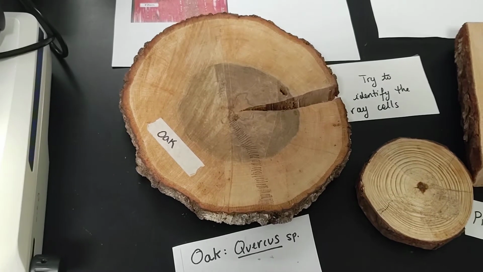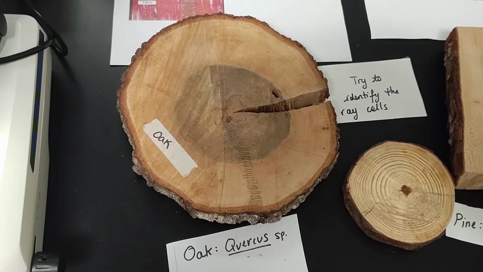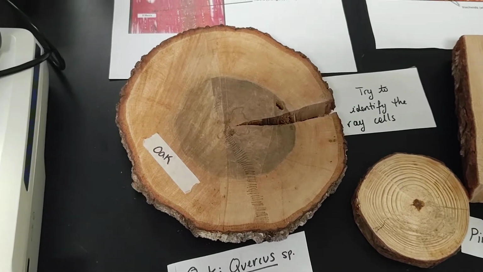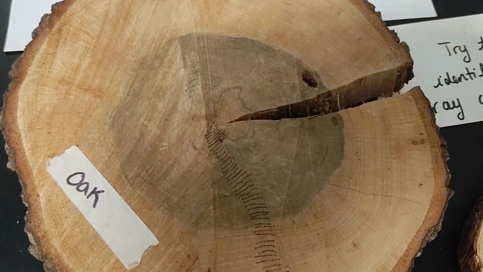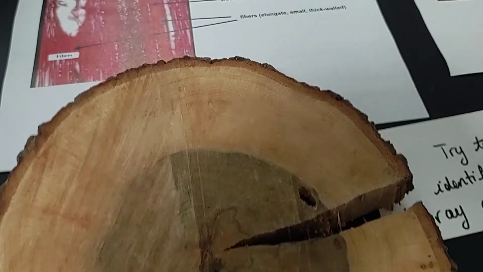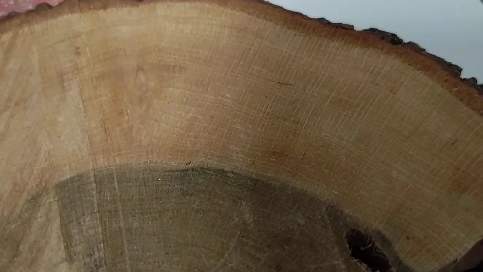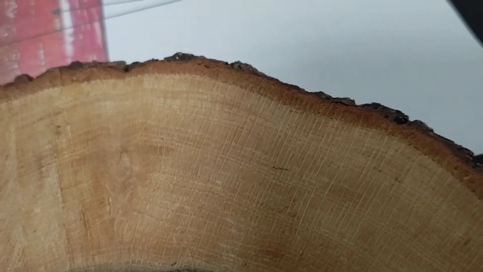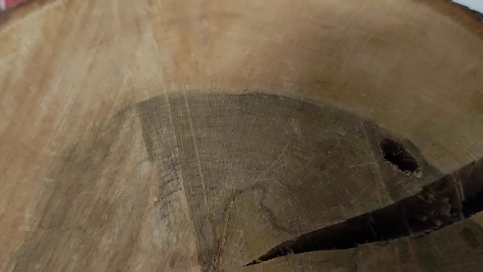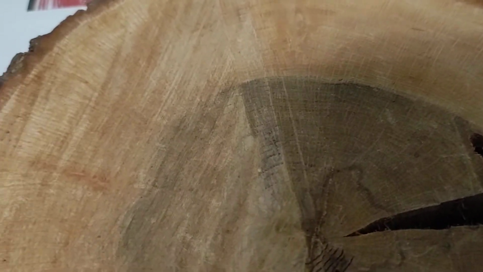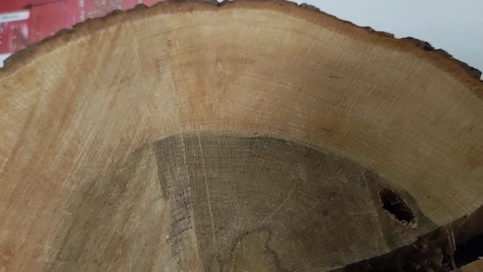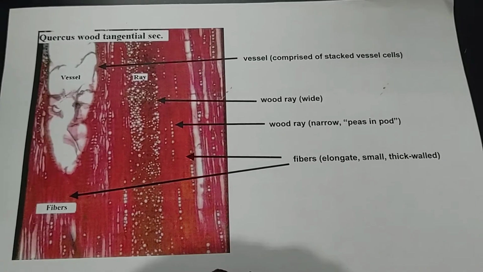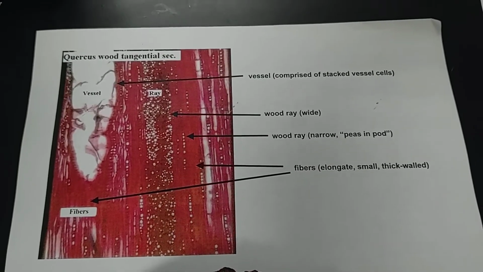Here we have a sample of oak, and as you can see in the center, that's a very dark wood. And I'd like to say that that is the heartwood of this plant, particularly. You can also see the growth rings as well, and the rays. You see those fine lines radiating out to the edges. So this is oak or Quercus. You can see the rays there. And also here is a labeled picture of Quercus wood as a slide.